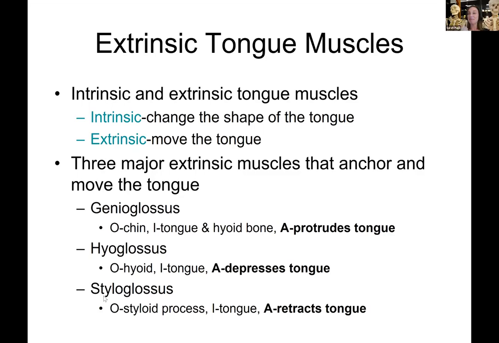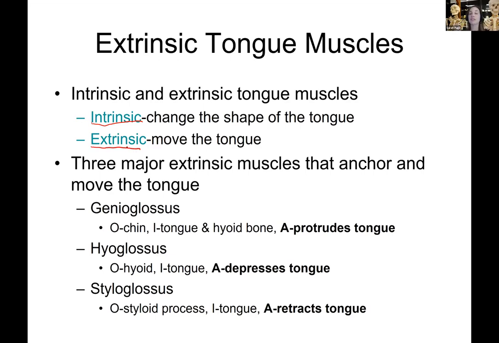But the tongue is a muscle itself. So we have intrinsic tongue muscles, and these just help to change the shape of your tongue. Like they can make it pointy or make it flat. The ones I'm going to touch on are the extrinsic tongue muscles. These are the ones that are outside the tongue. They help to move the tongue around the mouth.